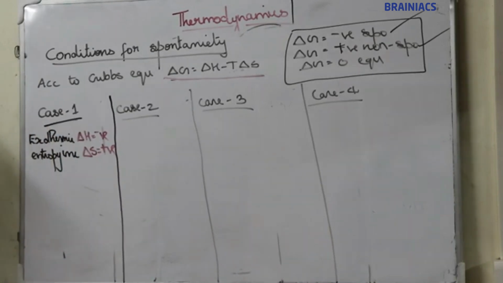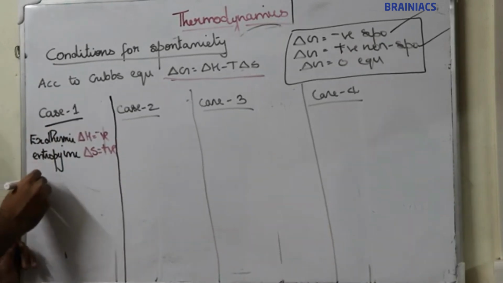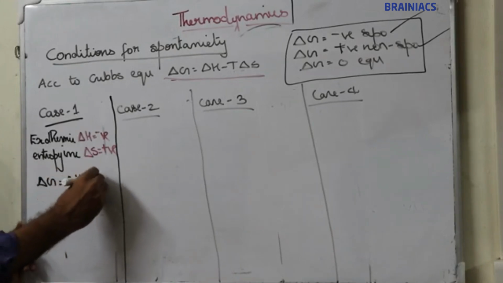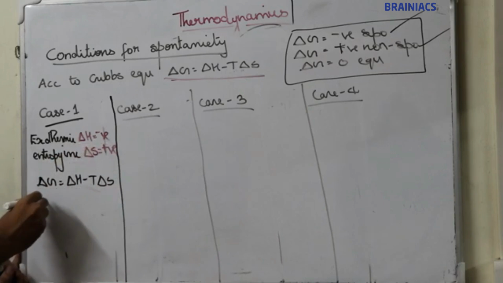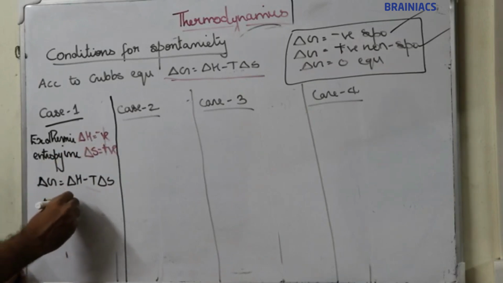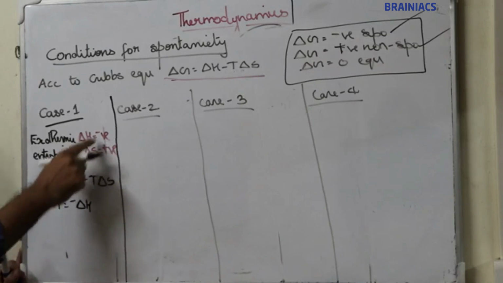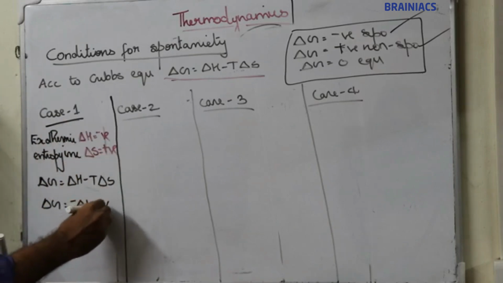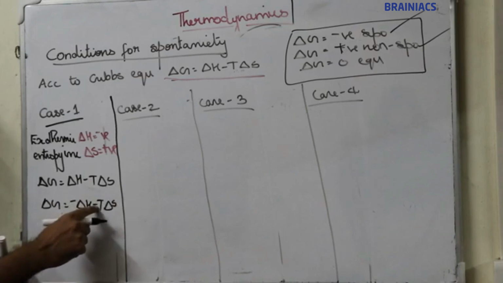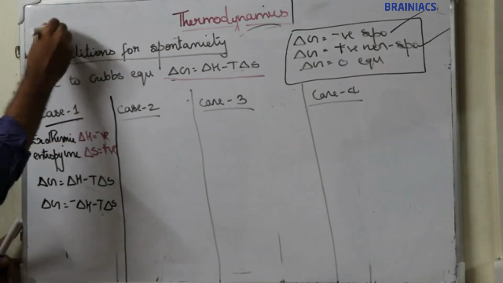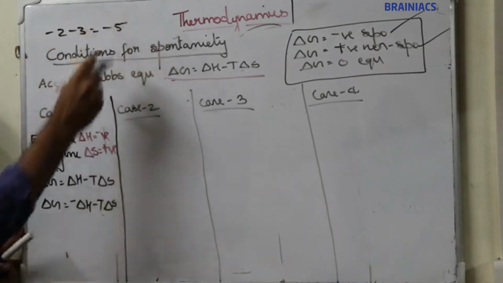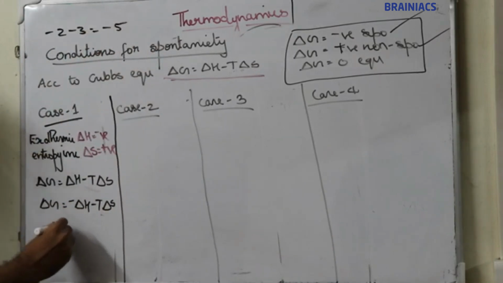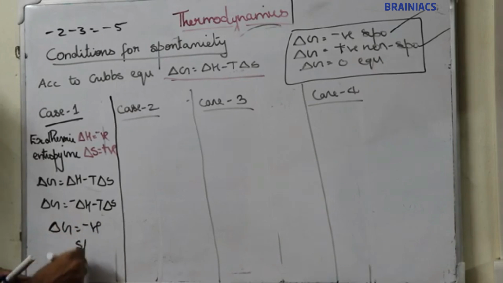For this reaction, according to Gibbs equation, delta G is equal to delta H minus T delta S. Here delta H is negative, and delta S is positive, so it is minus T delta S. So minus delta H, minus T delta S. What is minus 2 minus 3? You will get minus 5. Likewise, delta G value will be negative and spontaneous.